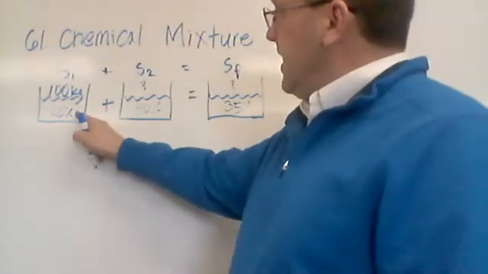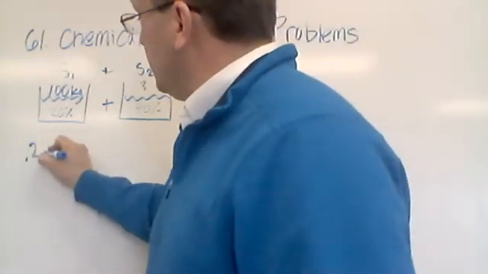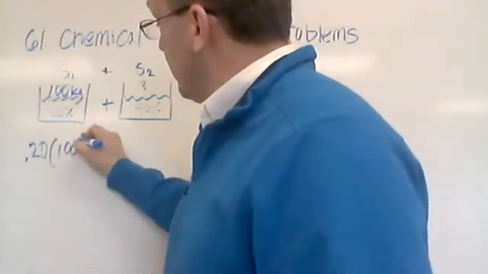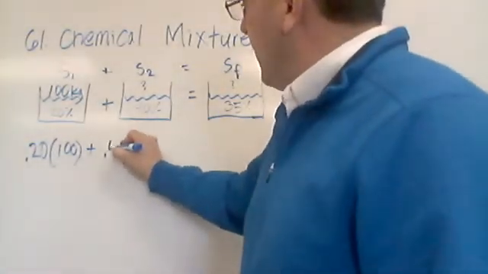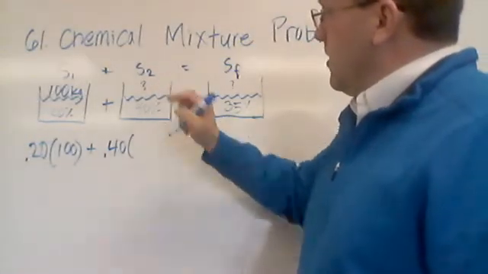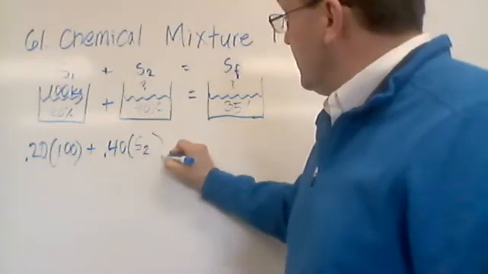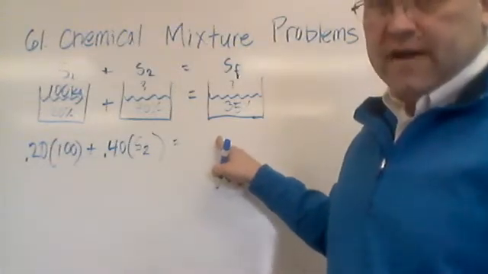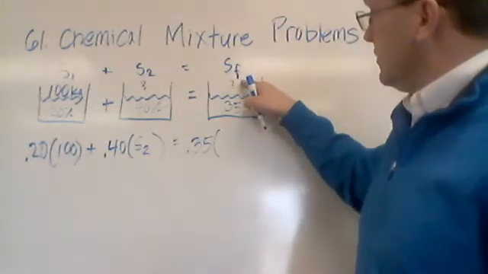20% of solution number one is glycol, so it's going to be 0.20. And how much do we have? We have 100 kilograms. We're going to add 40%, 0.40 of how much of the solution do we have? Well, we don't know the quantity, so we're going to keep that expressed as solution number two. And then how much glycol in the final solution? 35% of the total solution final.